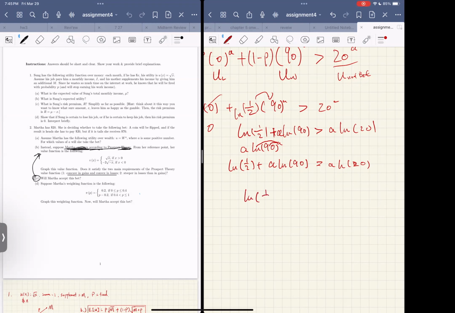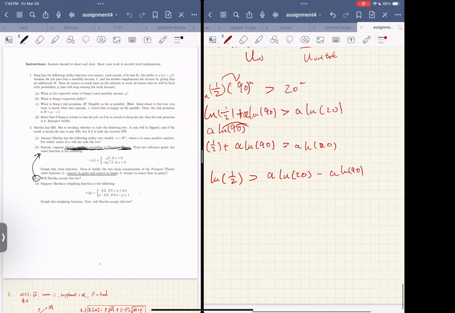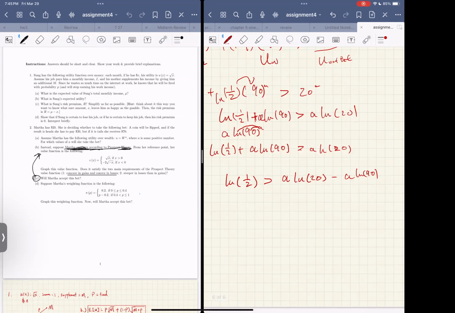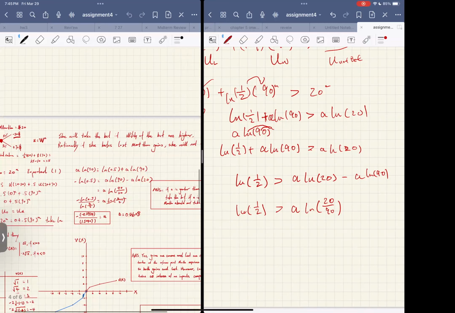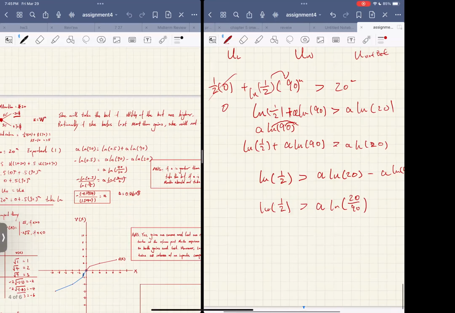So we have ln of 1/2 greater than a of ln of 20 minus a of ln of 90. It's ln of 1/2 greater than a times ln of 20 divided by 90. Sorry, I'm cheating. I just need to cheat because I don't want to take out my calculator.